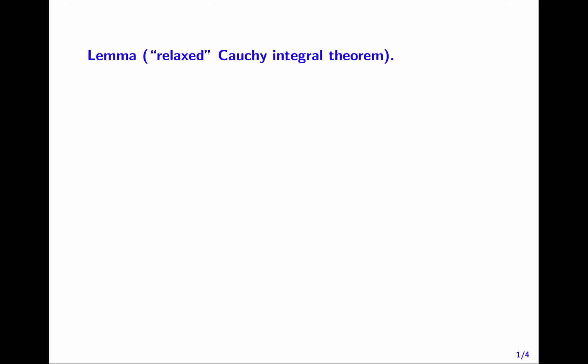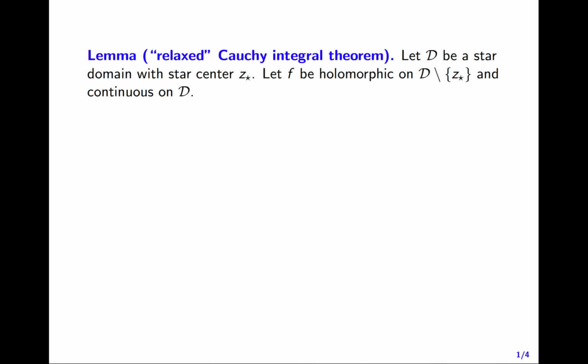We'll begin with a lemma that I'll call the relaxed Cauchy integral theorem. Let D be a star domain with star center z star, and let f be holomorphic on D except possibly at the point z star and continuous on all of D. Then the integral over gamma of f is equal to 0 for any closed curve gamma in D.